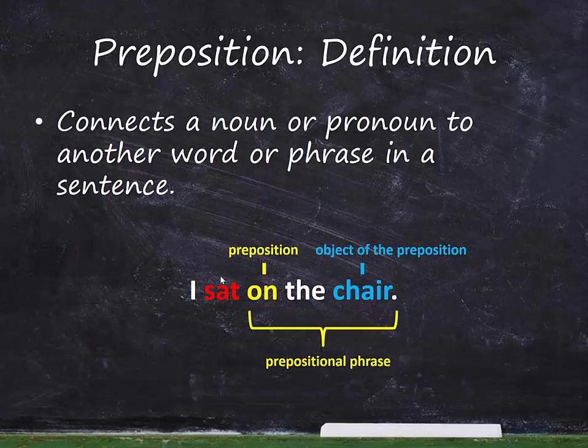But in English, we don't say, I sat the chair. We need a connecting word. On is the connecting word. It shows the relationship between sat and chair. After all, you might have sat behind the chair, next to the chair, in front of the chair, and so on. The preposition shows us the exact relationship. Let's look at some more examples.